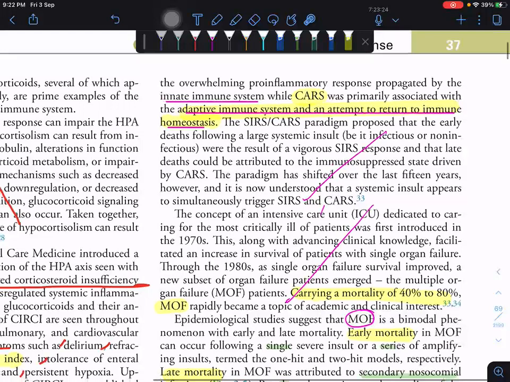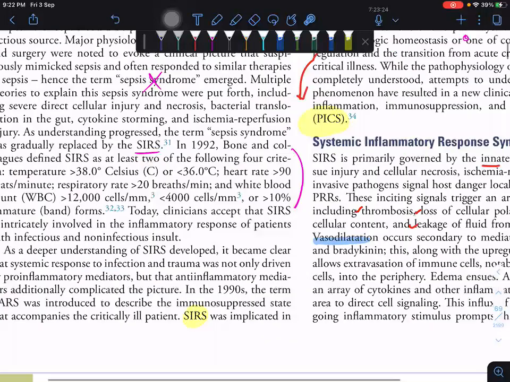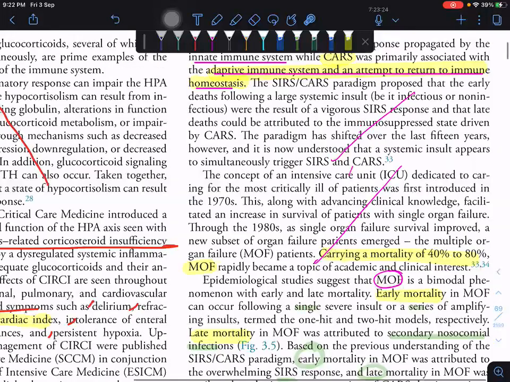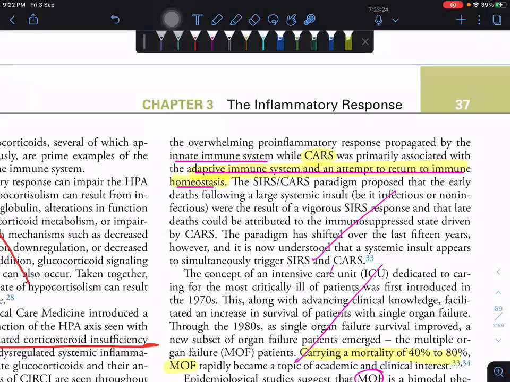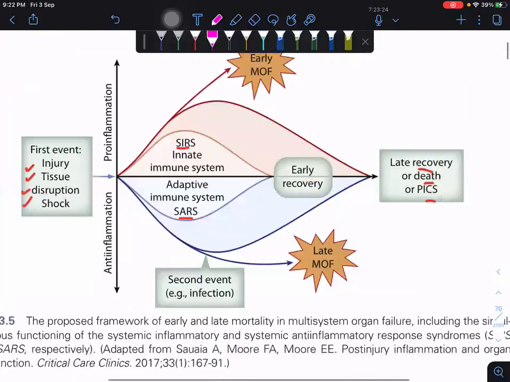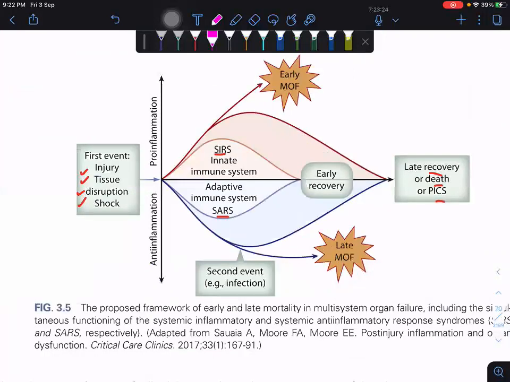The keyword is that SIRS was implicated in the overly inflammatory response propagated by the innate immune system. So SIRS is mainly regulated by the innate immune system, but CARS is primarily associated with the adaptive immune system, an attempt to return to immune homeostasis. I already told you this.